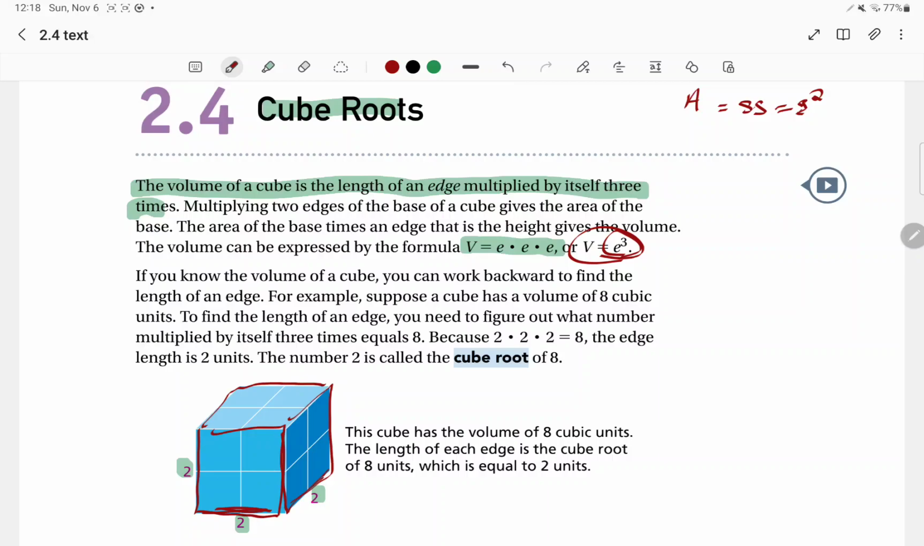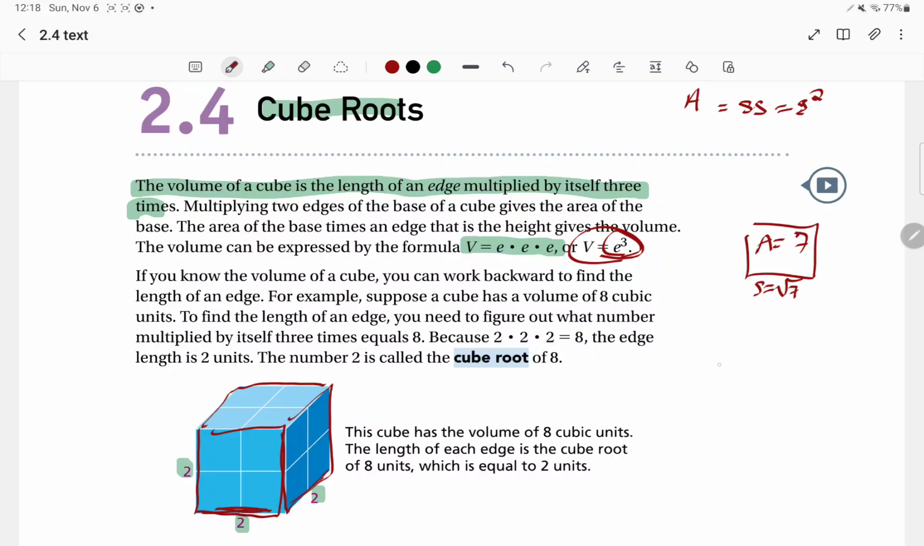So we're going to be doing the same thing. If we know what the area of a square is, so let's say this area was 7, we can easily find the side length by taking the square root of the area. So the side length was the square root of 7 for an area of 7.